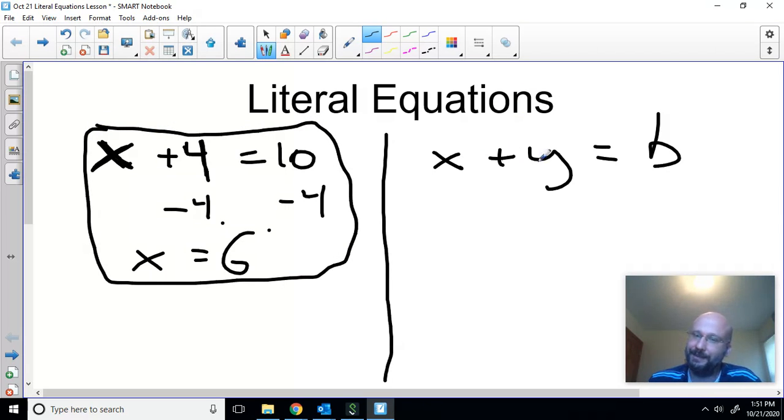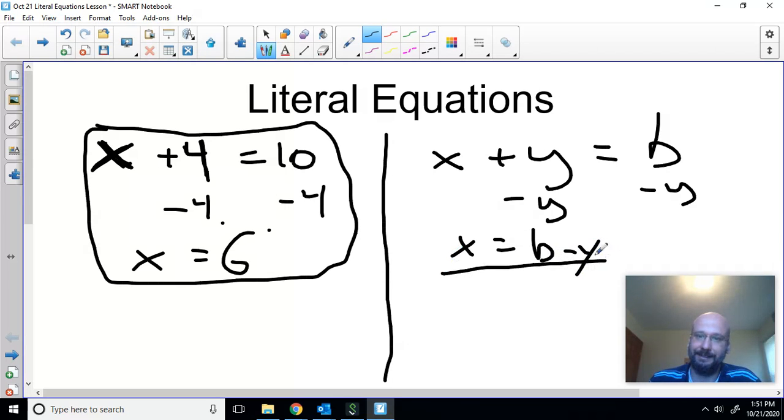Now, we're going to do the same thing here. We're going to solve for x. So we're going to get x by itself, but instead of numbers, they're letters. So how do you move that y over? It's plus y. You move it the same way you would move a plus 4. You would subtract a y. That gives you x equals, again, these cancel, and x equals b minus y. We can't simplify this because they're not like terms. So our final answer is just x equals b minus y.